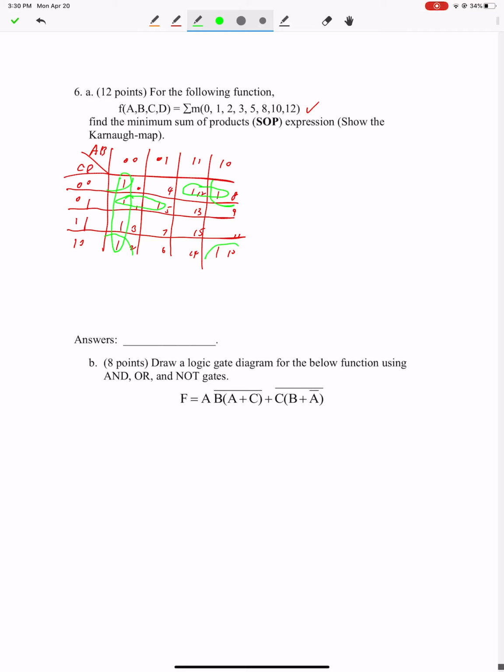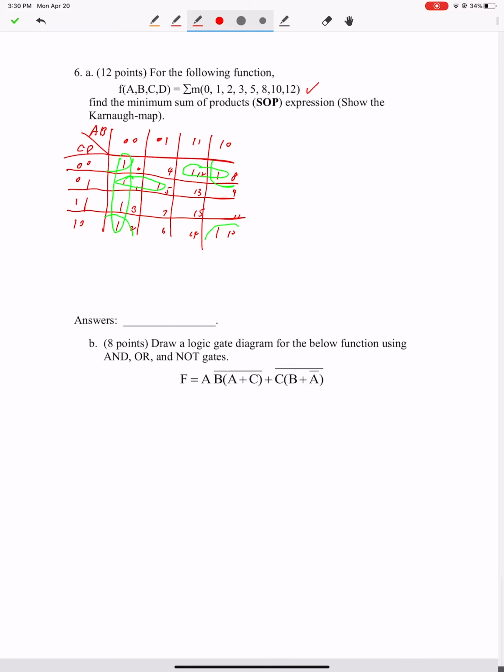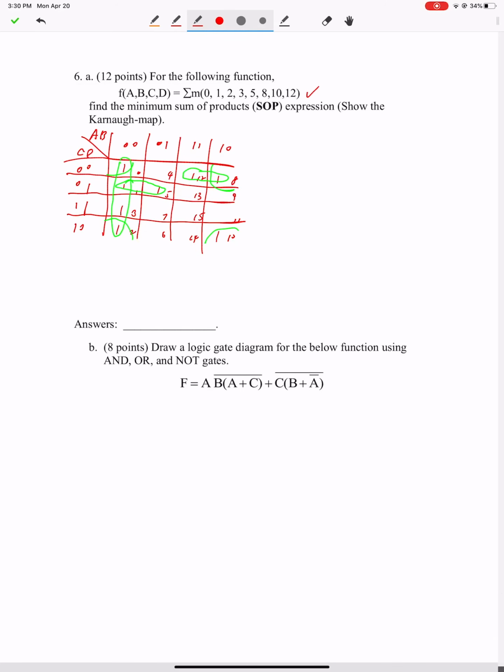And then you need to translate each circle as a SOP, a sum of products expression. The method is to find the unchanged variables, right? And then you just need to sum them together to find the final result. Okay. For the last one, you need to use De Morgan's law.